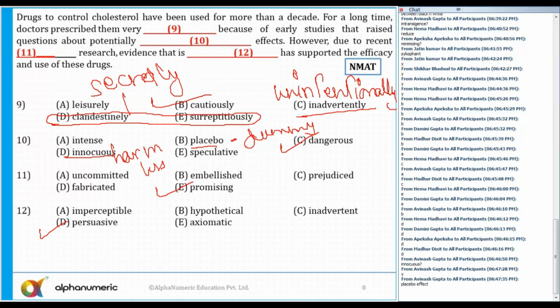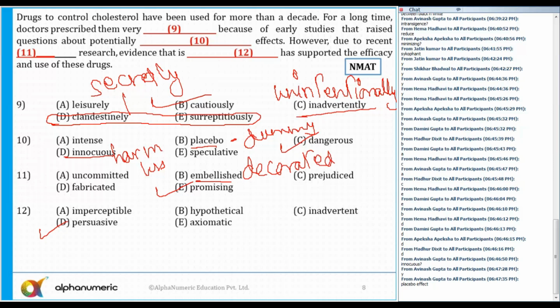So fabricated, you all know. Prejudice, you know. Embellished means decorated. All these words you already know. Okay. After that, it's inadvertent again. See, in the same question, this word is there 2 times. Inadvertent or inadvertently mean the same. Inadvertent is an adjective, inadvertently is an adverb.